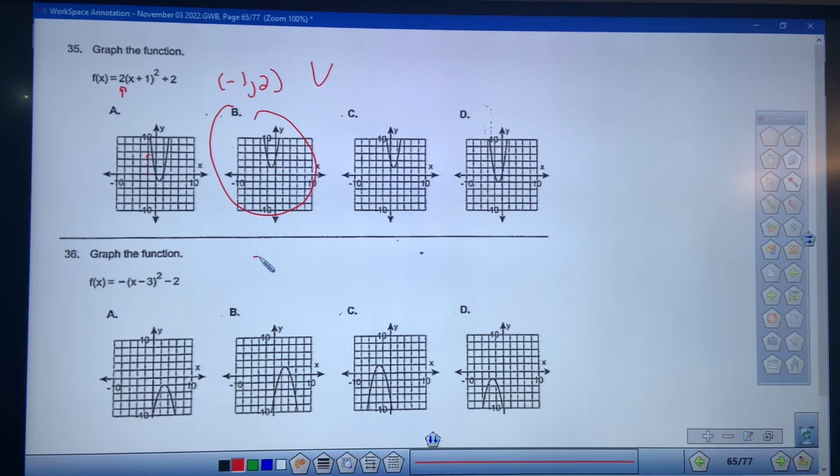This one I go right 3, down 2. And it's concave down because there's a negative in front of it. So I go right 3, down 2. So it could be this one. This one goes right 3, up 2. This one goes left 3, up 2. This one goes left 3, down 2. It has to go right 3, down 2. So it has to be choice A.